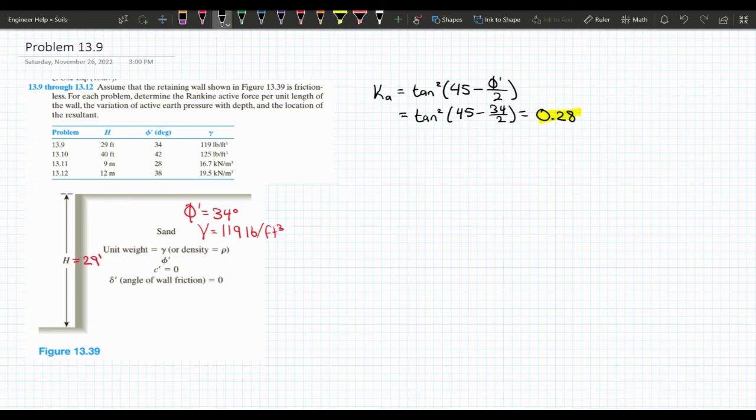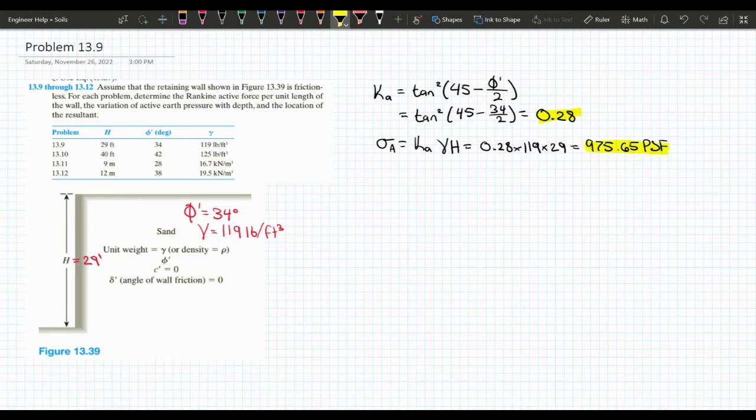All right, so next let's solve for pressure. The equation for that is sigma A is equal to the Rankine active coefficient times the unit weight times the height. Another plug and chug: 0.28 times 119 times 29. That's going to give you 975.65 PSF, and that's the answer for that part.